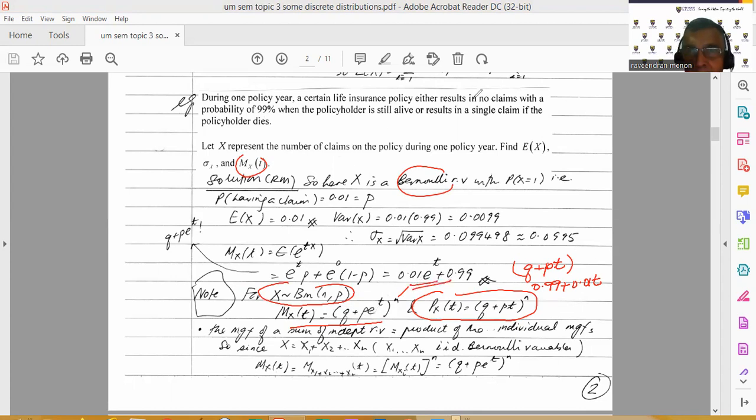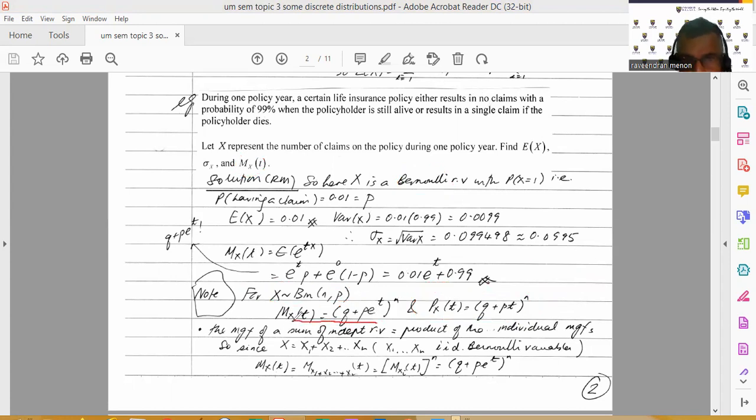So it's very useful for you to know these formulas. The moment generating function, q plus pet. I call it PET. I actually memorized some of these things. q plus pet raised to the power of n, and then I have q plus pt raised to the power of n. One is for the moment generating function, one is for the probability generating function.